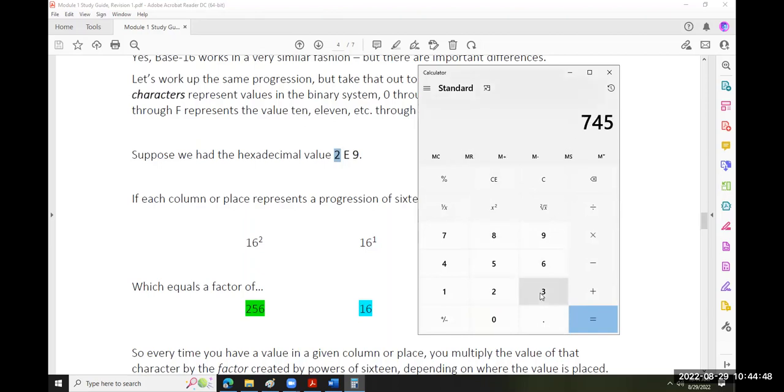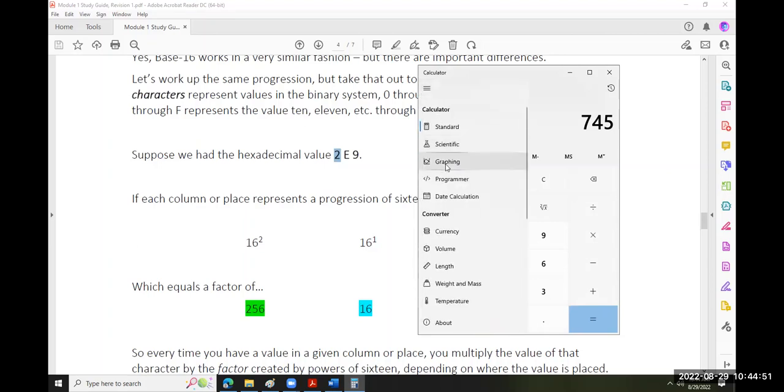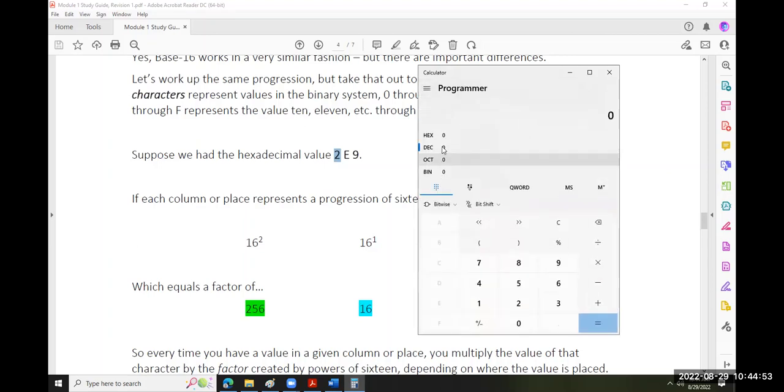Now here's what I want to do. I'm going to switch back to programmer mode. 745 in decimal. What does that equal? Oh, look, hex: 2 Echo 9.